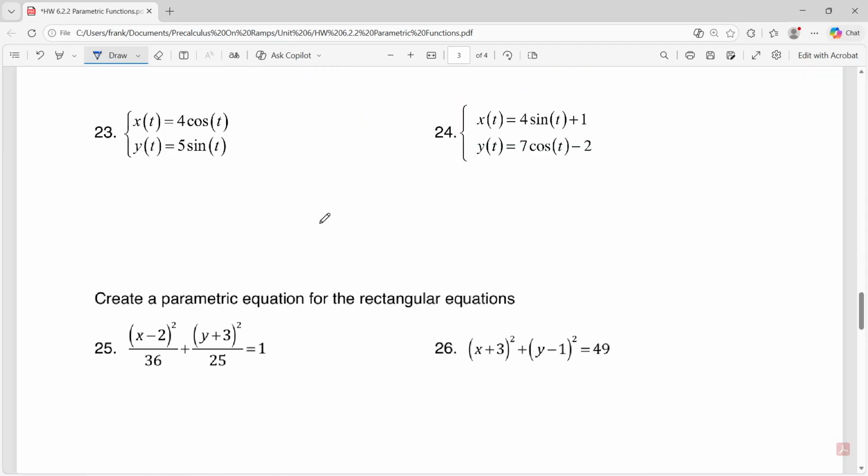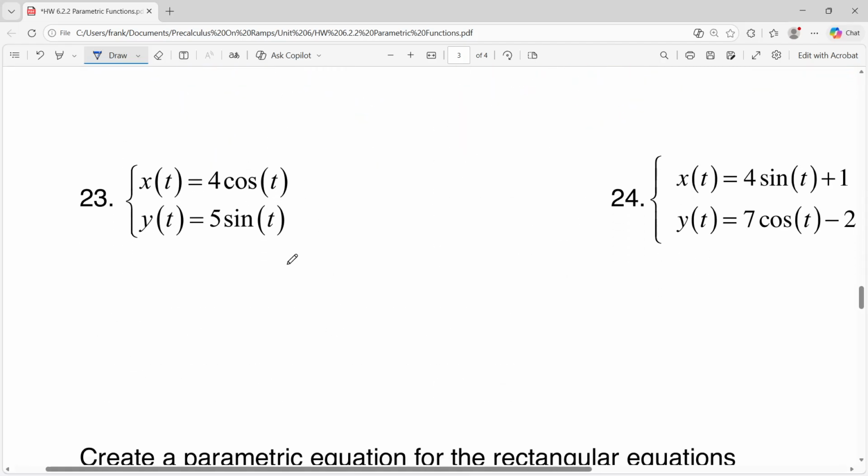I've got to do 23, 24, 25, 26. Okay. This one I'm going to use sine squared t plus cosine squared t equals 1. If it's secant and tangent, I'd use secant squared t minus tangent squared t equals 1. And if it's a circle, it's going to equal r squared. I just have to divide everything by r squared so I get it equal to 1 before I convert.